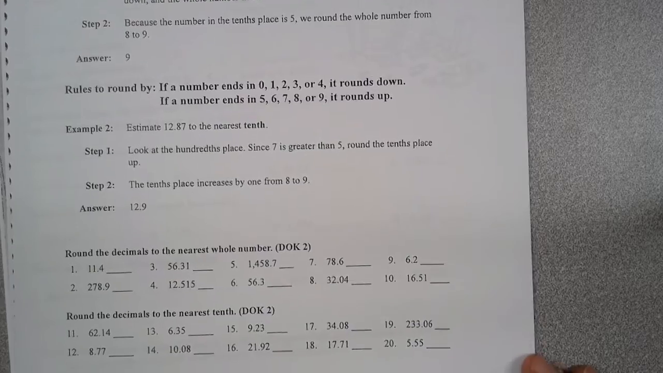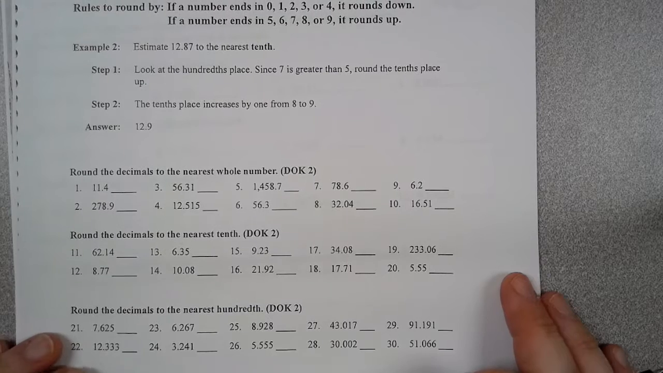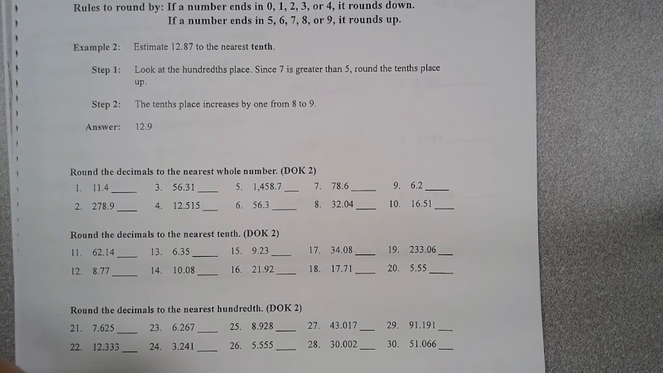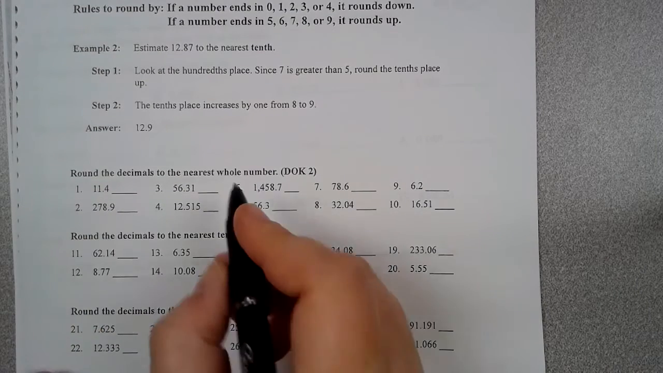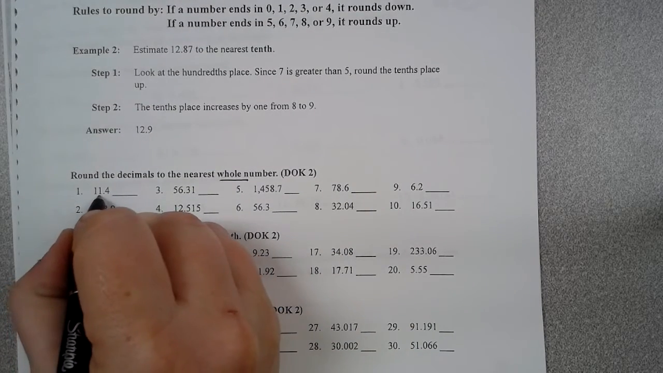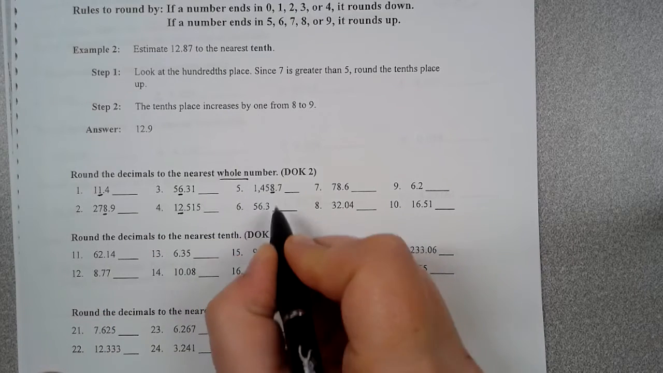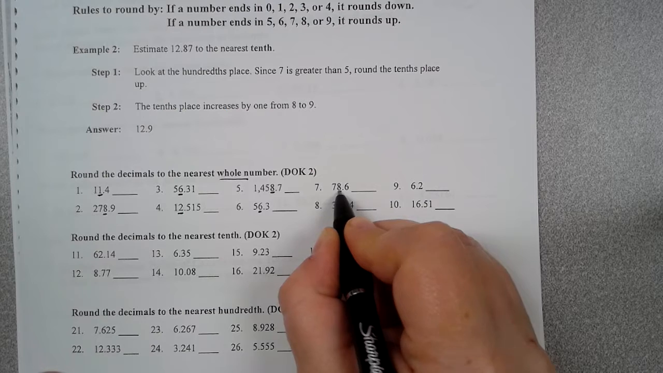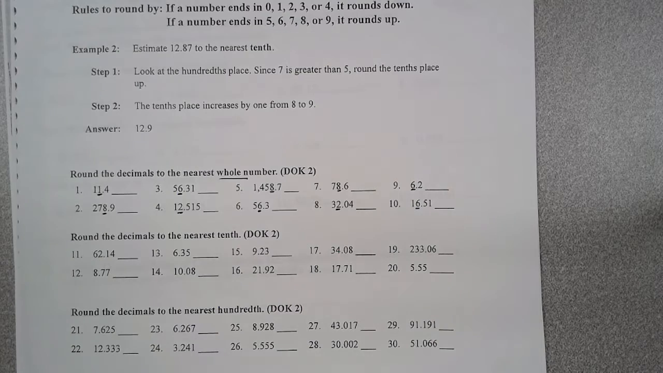Now my little thing that I make my students normally do is underline the number that we are rounding. For numbers 1 through 10, we are rounding to the nearest whole number. So you would underline the first whole number that we have, the whole number closest to your decimal. Some people underline the whole number, but I just find it's a lot simpler if we do it this way.